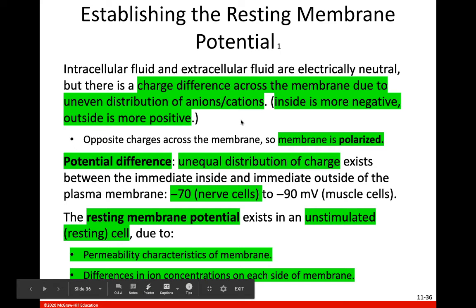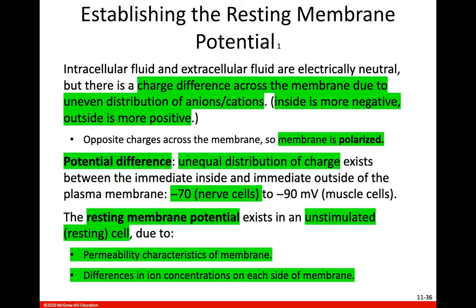So again, looking at how we establish resting membrane potential, we've already said there is a charge difference across the cell membrane, because there is more potassium and more large negatively charged proteins on the inside. There is more sodium and negative chlorine, or chloride, I should say, on the outside, so that overall the inside has a more negative charge and the outside has a more positive charge. When the cell is resting, when we have this resting membrane potential, inside negative, outside positive, we say the cell is polarized. It's sitting there waiting to be stimulated.